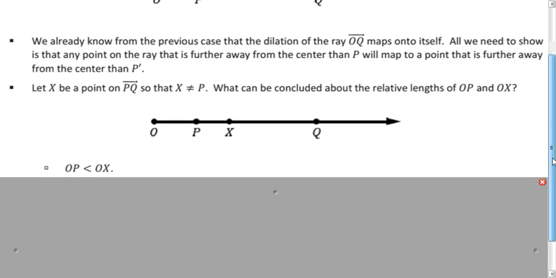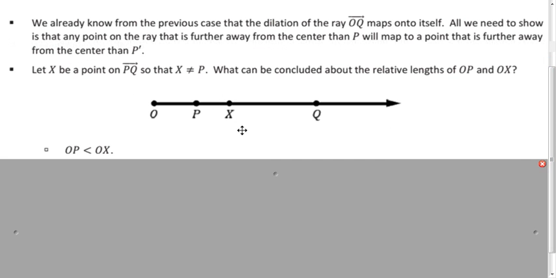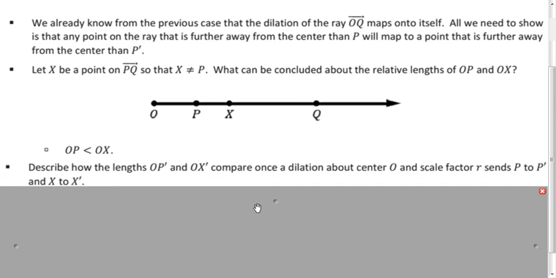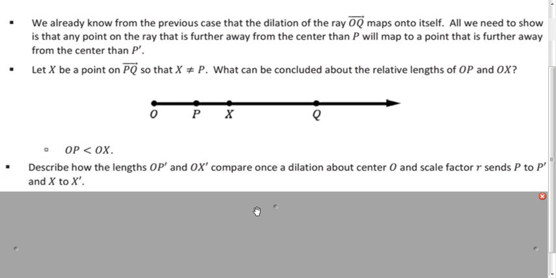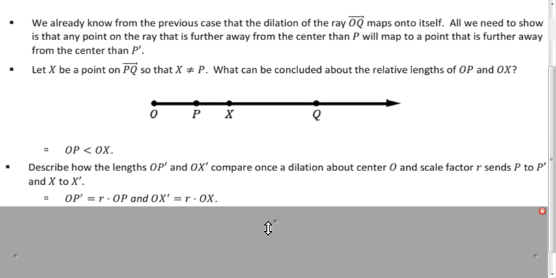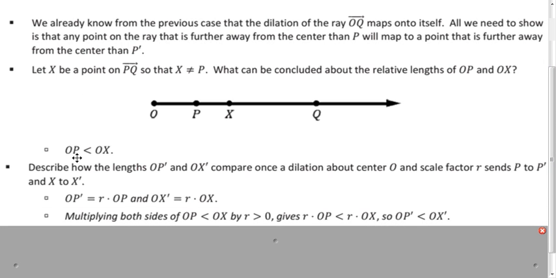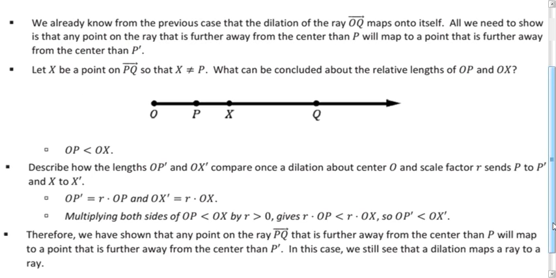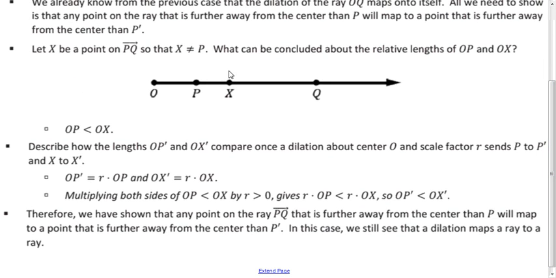Well, OP is smaller than OX by how we found or defined X. And how are those lengths going to change when we do the dilation? Well, we're going to multiply them both by R. And so how can we talk about the lengths of OP prime and OX prime? Well, if you multiply this inequality by R, and R is greater than 0, so the sign doesn't change, we see that OP prime is less than OX prime, just like we want. So the ray is going to be mapped onto a ray, just like we wanted it to. All right, and the rays, once again, are going to be equal.